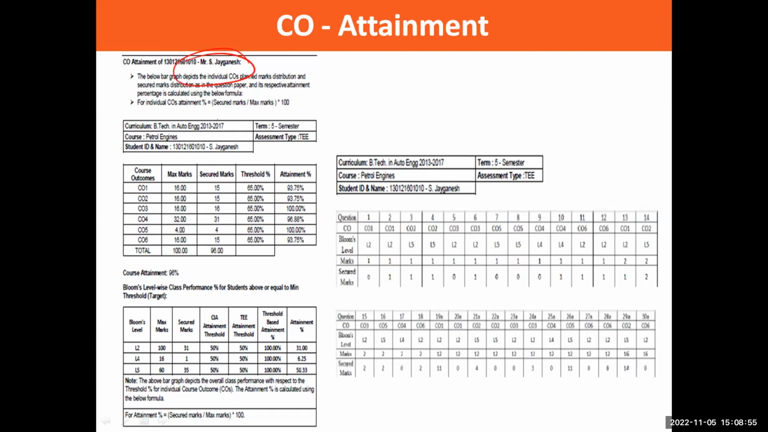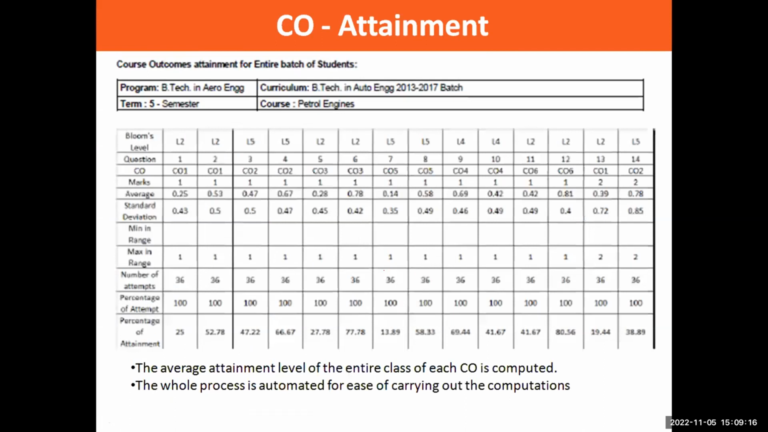So this sheet, you can see, is for one student, Mr. Jagnes, and this entire detail of how he was able to achieve the COs, how he has done with the Blooms levels, and what his level of understanding is, can be accessed through the software automatically. The faculty member just needs to teach, evaluate, and put the marks in one sheet, right?